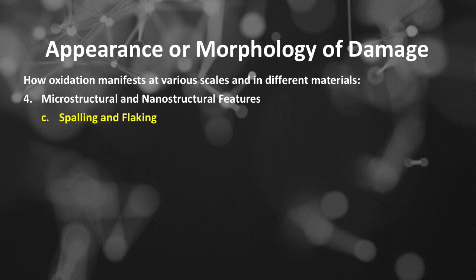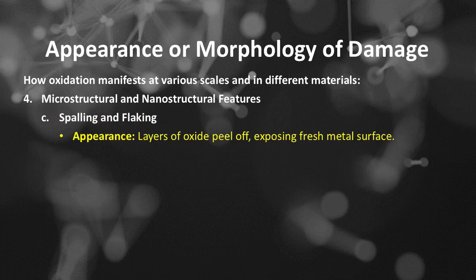Number C is spalling and flaking. Appearance: layers of oxide peel off, exposing fresh metal surface. Morphology: fragmented or exfoliated sheets.